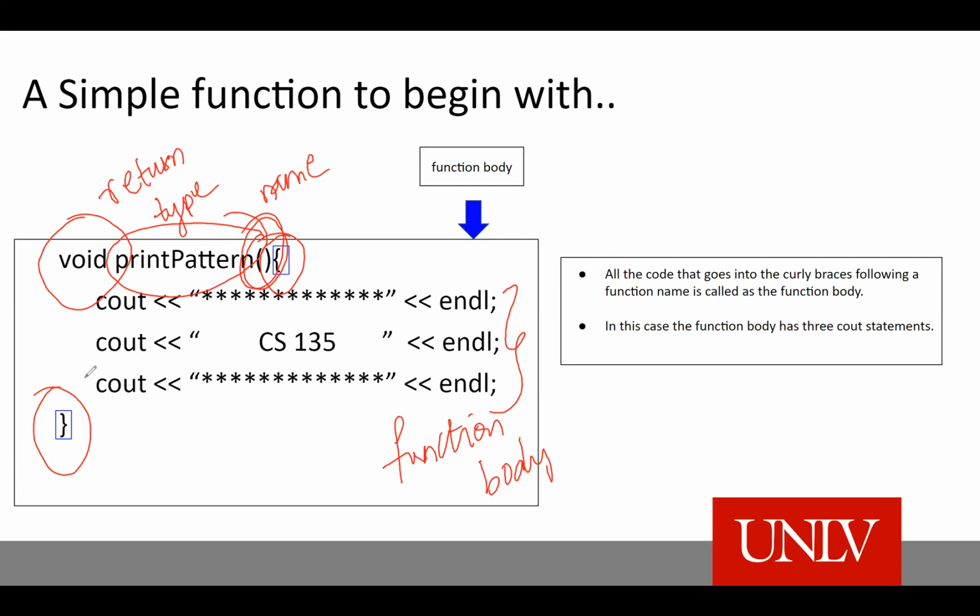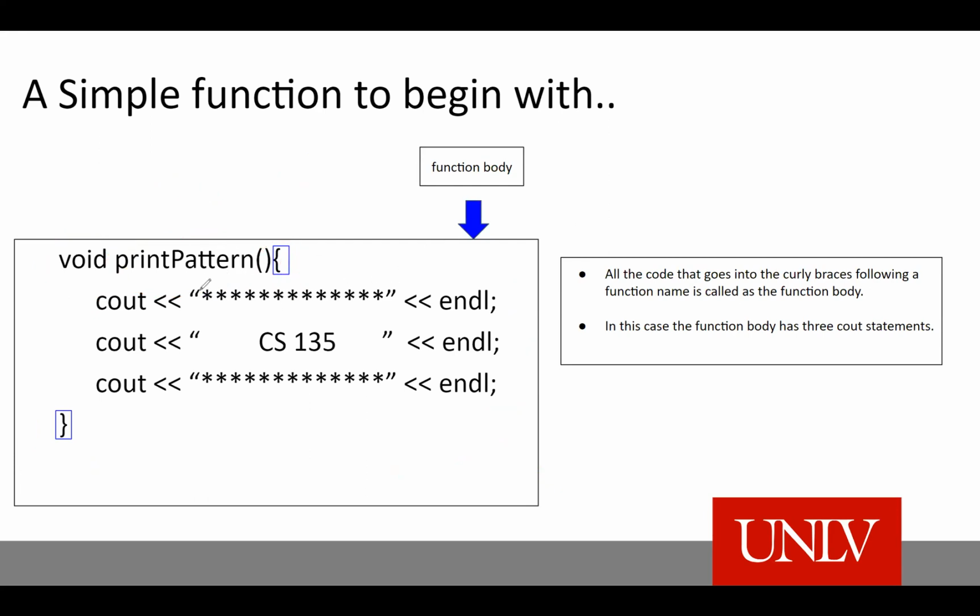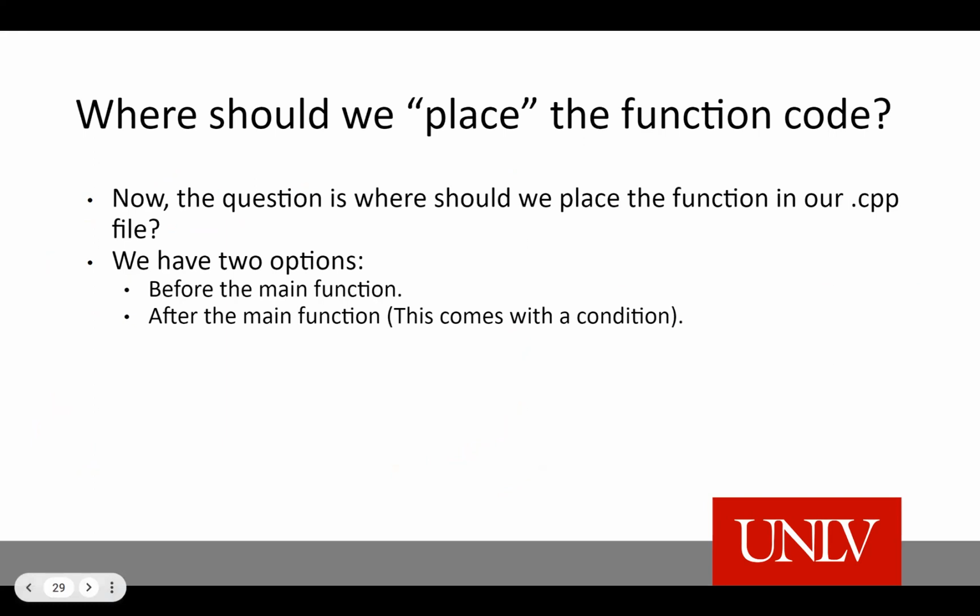Now that we have defined our first function, so this entire thing, let's say we just wrote our first function, the question is, where should I keep this function in my main.cpp or in my C++ file? Should I write this function before the main function, or should I write it after the main function? It turns out that you have 2 options.